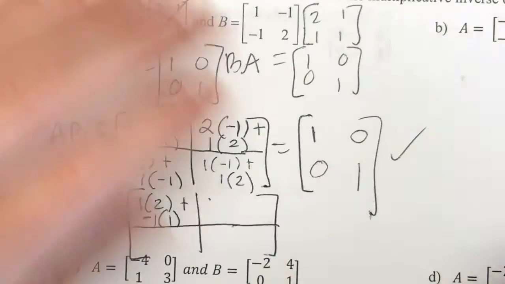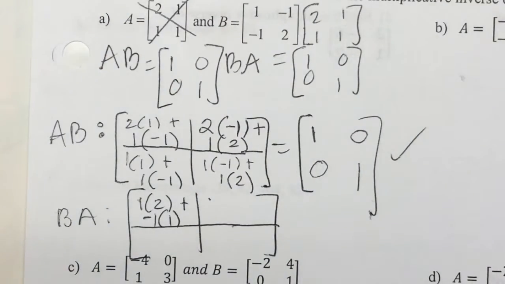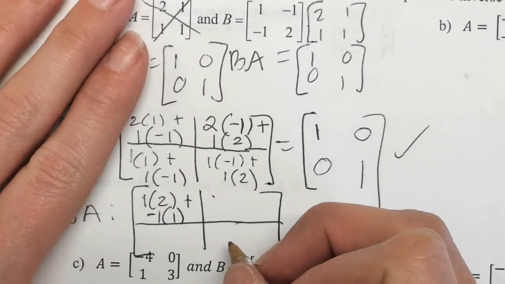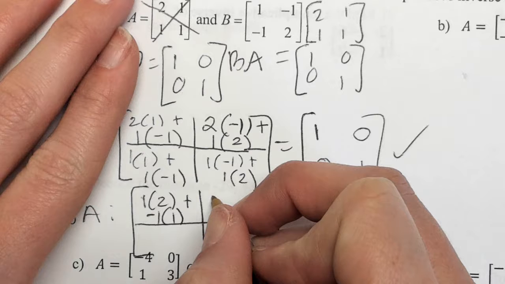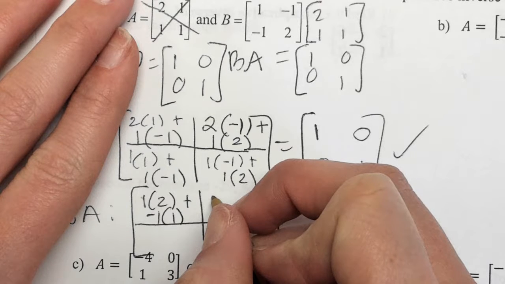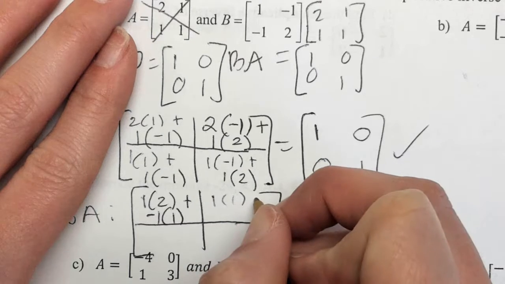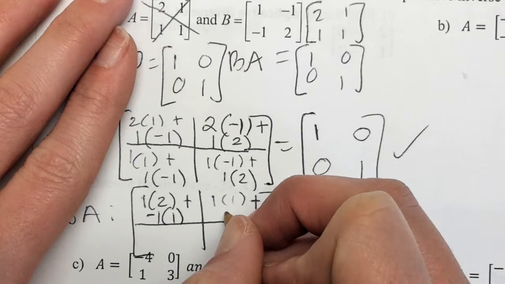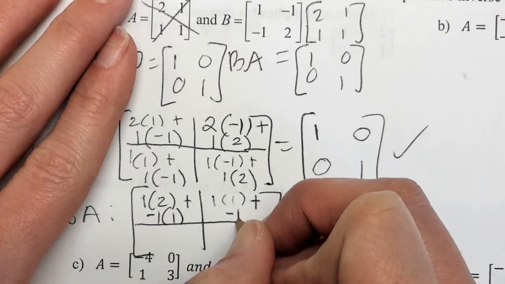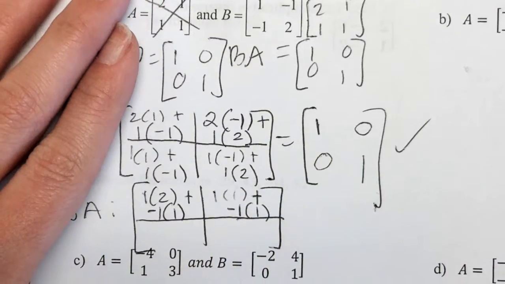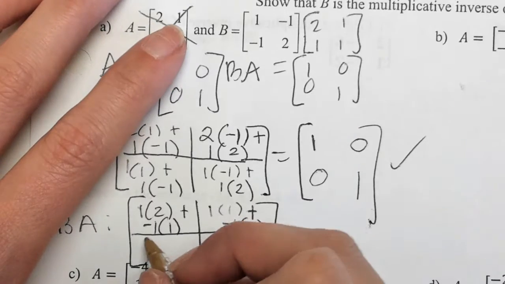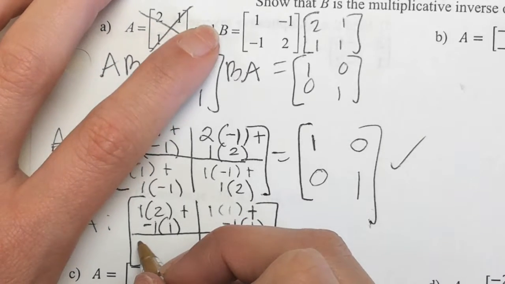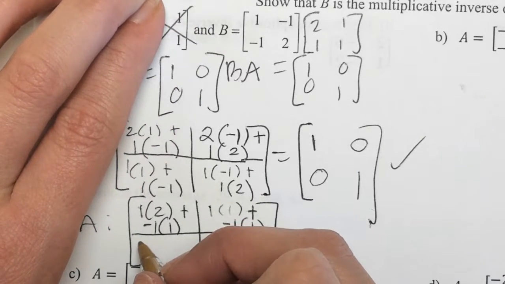Okay. Oh, my pen just broke. Would it be negative 1? No, 1 times 1 plus negative 1 times 1. Good. Logan, what's going to be in the next one? B times A? Yes. Okay.